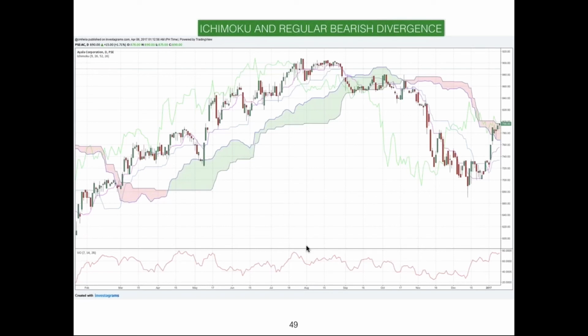Now, let's take a look at the chart of Ayala Corporation. AC is on an uptrend after the bullish Kumo twist and Kumo breakout. Price had been trending above the Kijun-sen line, and that line served as a support. So there's an uptrend because price is supported at the Kijun-sen line.